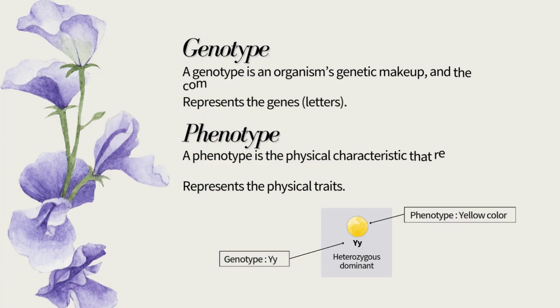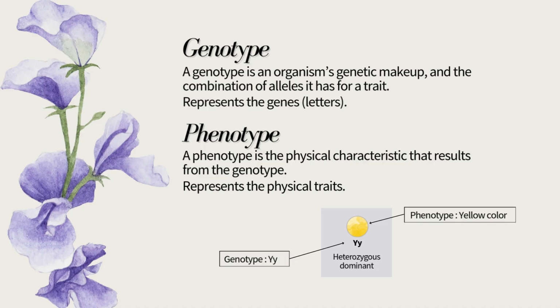Genotype is an organism's genetic makeup, the combination of alleles it has for a trait. Phenotype is the physical characteristic that results from the genotype, representing the physical traits. Genotype, so here is capital Y and small y. Phenotype, yellow color. So heterozygous dominant.